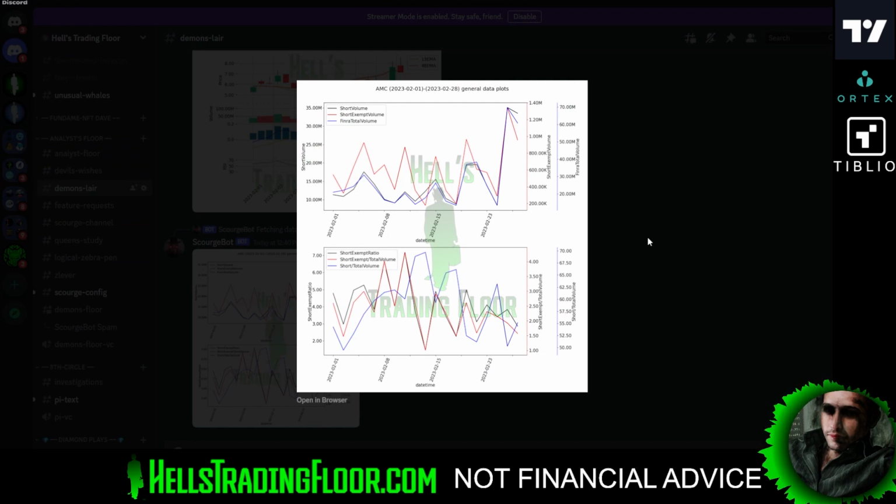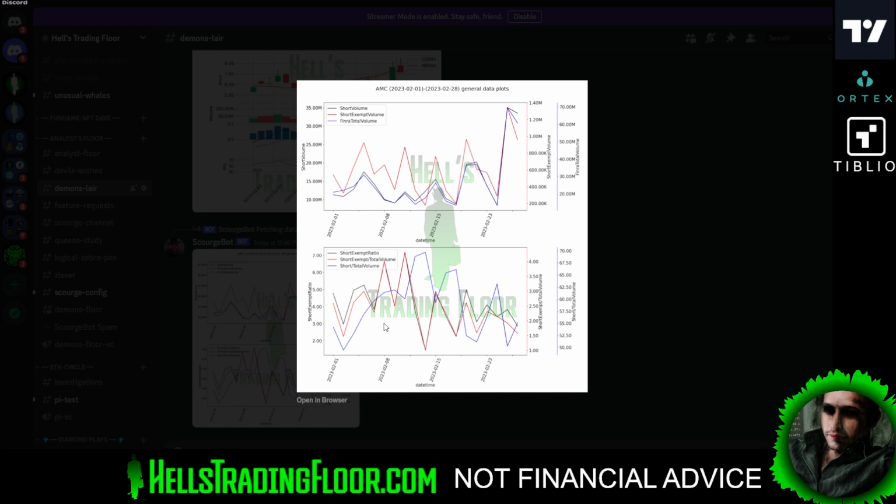And then below that, we have the short exempt and FINRA total volume represented in line graphs that can help you detect when there are major spikes in them. Specifically, very large spikes of short exempt volume are an indication of illiquidity, especially if it coincides with high volume overall. So if there's a lot of volume happening, but not a lot of price action happening, this is typically a sign of incoming volatility as a result of an illiquid market.